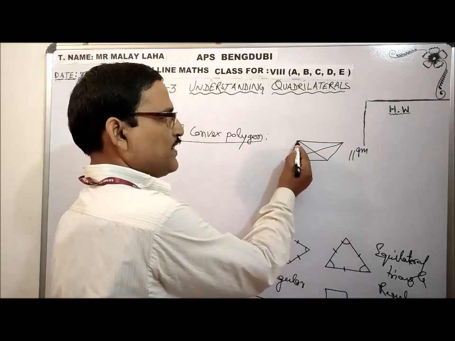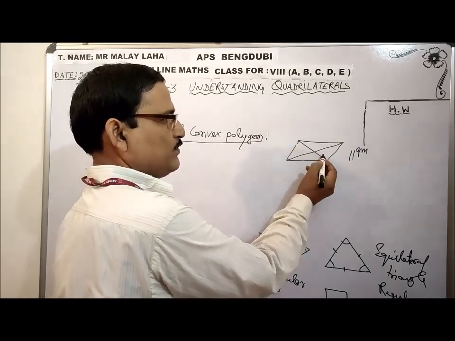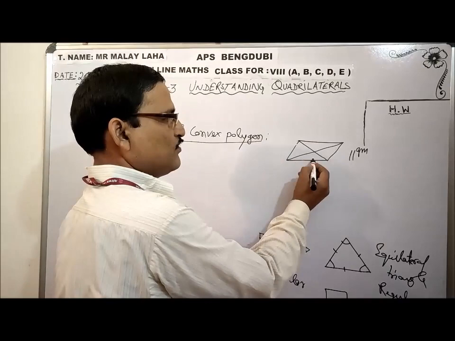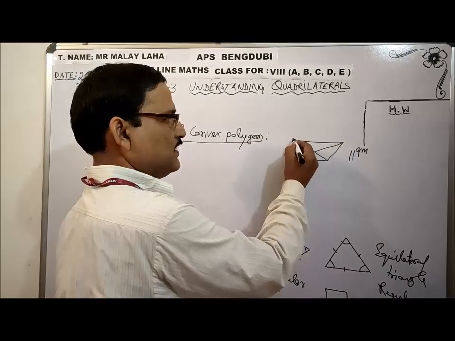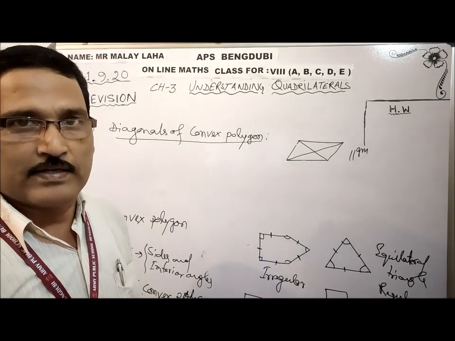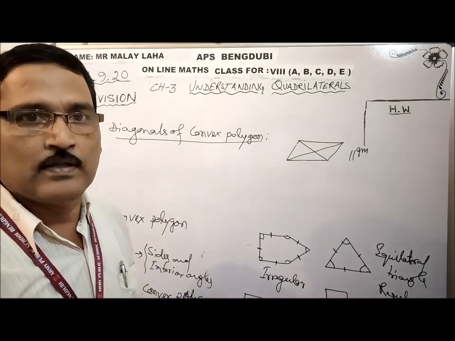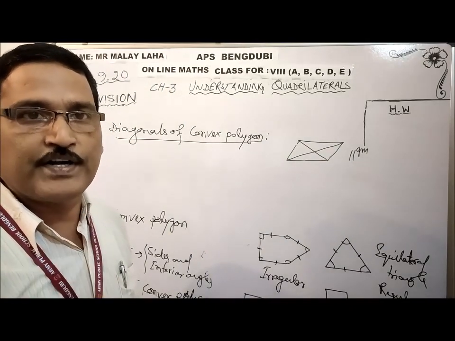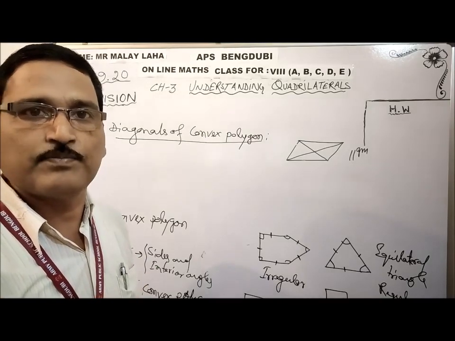If I start from here, it will not be counted. The next will be this. If I start from here, it will not be counted. Next will be this. This and these 2 are what? Diagonals. A diagonal is a line segment that joins 2 alternate vertices of a convex polygon.